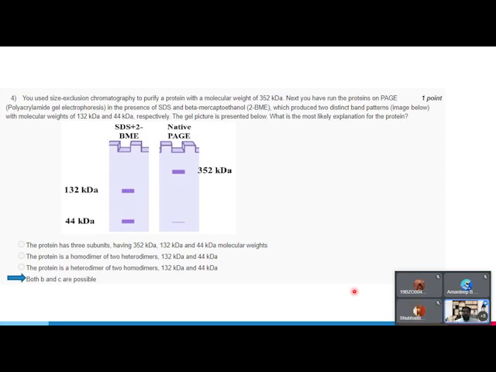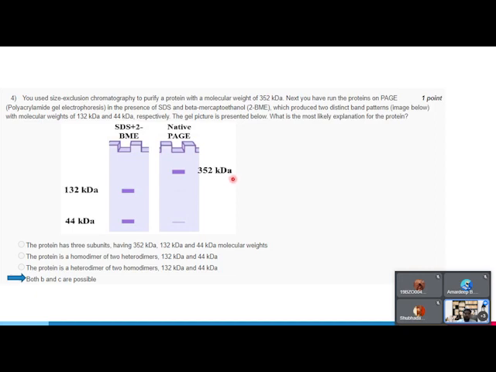We go back to our question. What we saw in our native PAGE was a 352 kilodalton band. And in our SDS-PAGE gel, we had a 132 kilodalton band and a 44 kilodalton band. So essentially, as we have discussed, the SDS-PAGE bands should add up to our native PAGE band. But if you add both of these up, you get a value around 176 kilodalton, which is essentially half of this value.